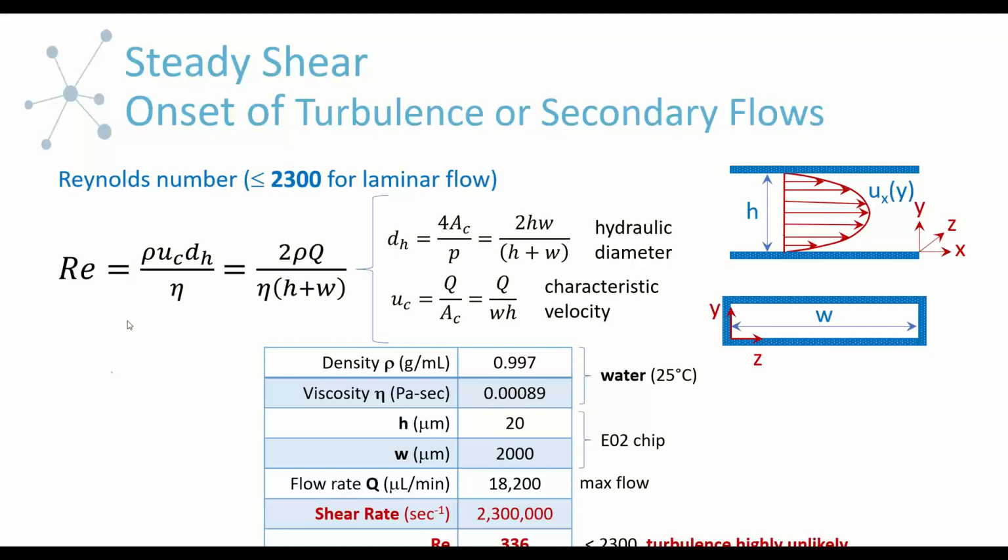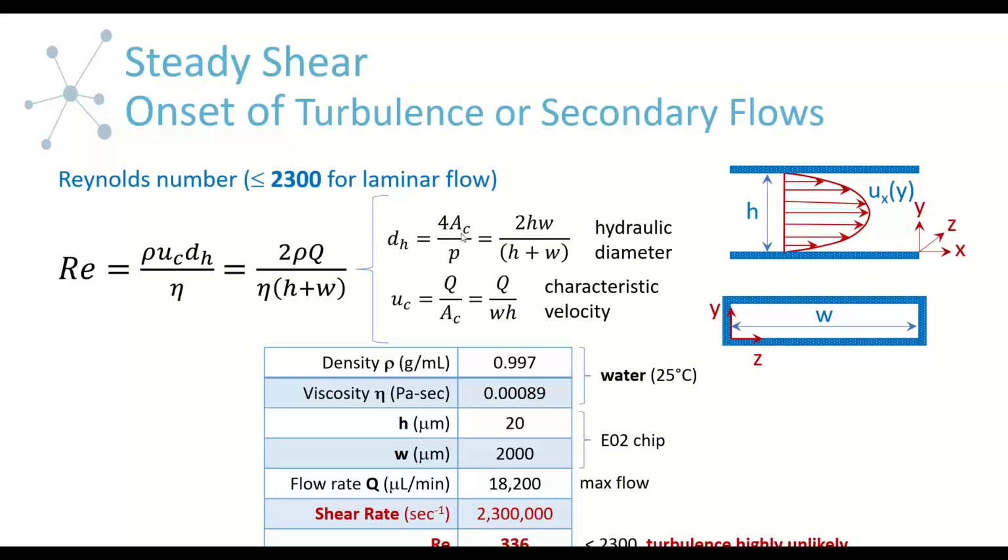So let's calculate the Reynolds number for our particular standard uniform flow channel. In this case, what we need to get are our characteristic values. Our characteristic length scale in this case is the hydraulic diameter. This is how you get the characteristic length scale for something that has a non-circular or rectangular cross section.